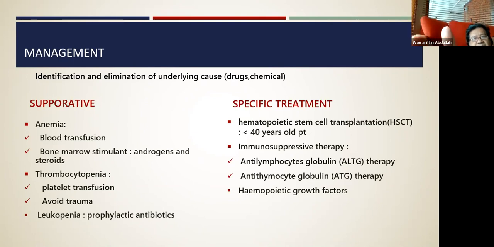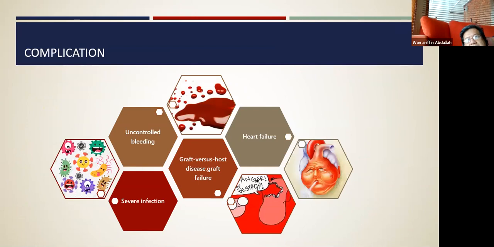So basically, what you need to remember: specific treatment is bone marrow transplant or immunosuppressive therapy or steroid, depending on the case, depending on severity, and then supportive treatment. Because of pancytopenia, they may require transfusion and so on. Yes, okay, carry on. Okay, for complications, if it is left untreated, there will be uncontrolled bleeding, severe infection, also heart failure due to severe anemia, and graft versus host disease when the engraftment of the bone marrow has failed.